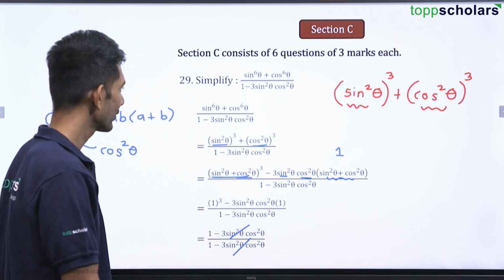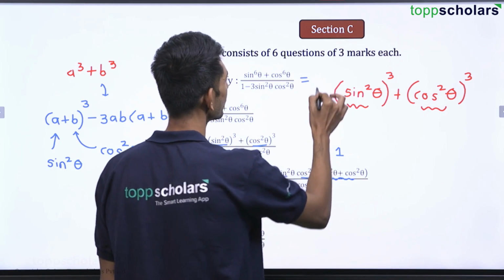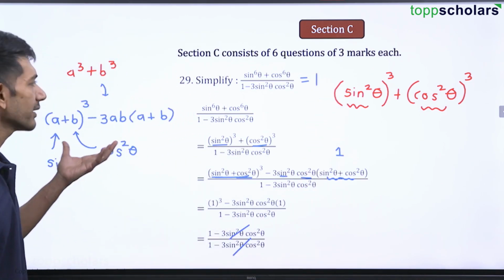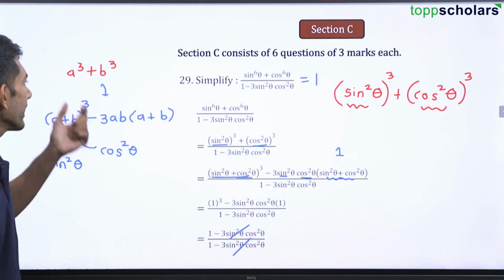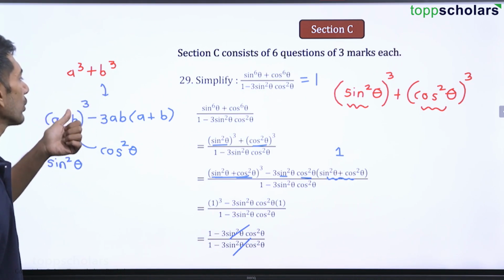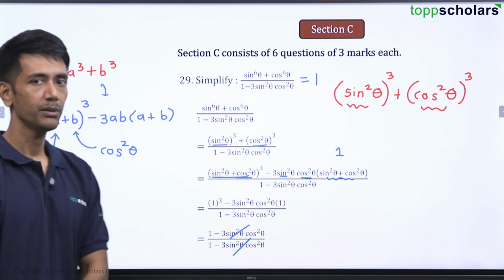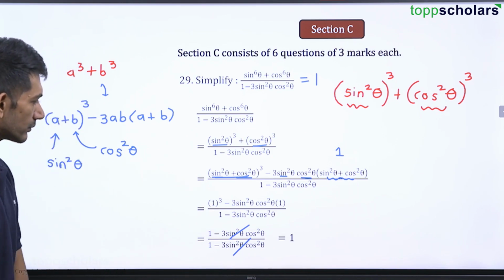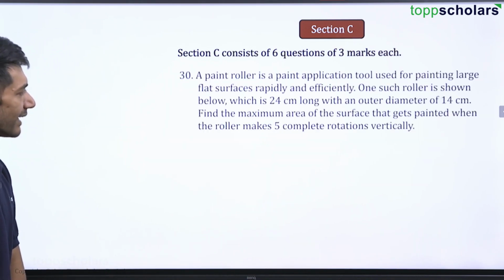Simple. So what is the answer to this? The answer to this is 1. Please make a note of this formula in case you have forgotten. Here we get a cube plus b cube is nothing but a plus b the whole cube minus 3ab into a plus b. Fine. Perfect. Let's have a look at a new question now.